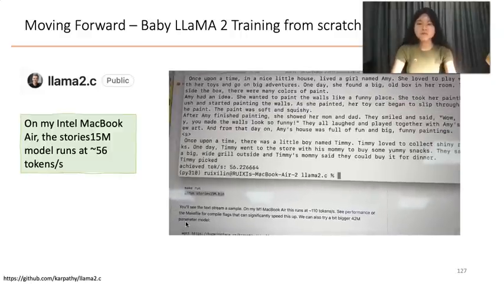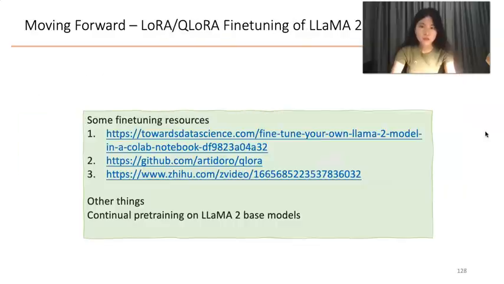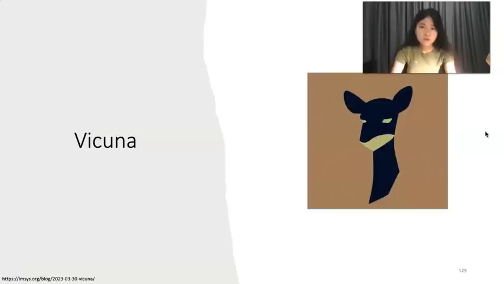And on my laptop, this model runs around 56 tokens per second, just to give you some intuition about it. And here are more fine-tuning resources. Right, so that's a lot about Llama.